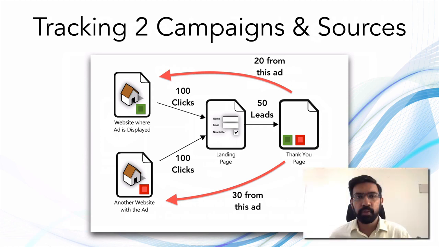So let's say the first website where the ad is displayed, it's marked in green here. Let's say 100 clicks are driven from this website to the landing page, and out of these 100 clicks, only 20 actually convert and go to the thank you page. The overall conversion is 50 leads, but only 20 from the first ad go to the thank you page because that is the quality of traffic from the first ad.